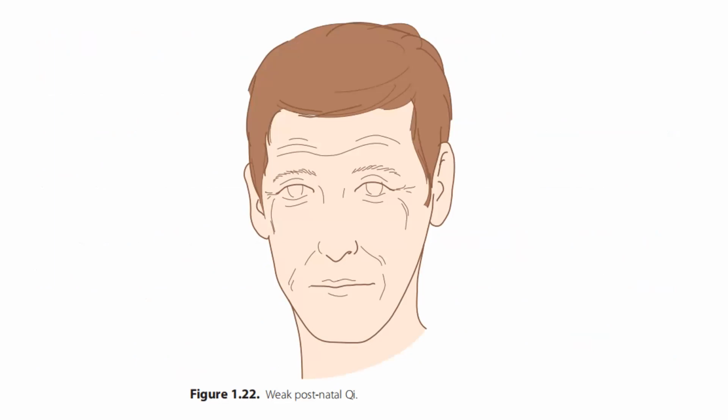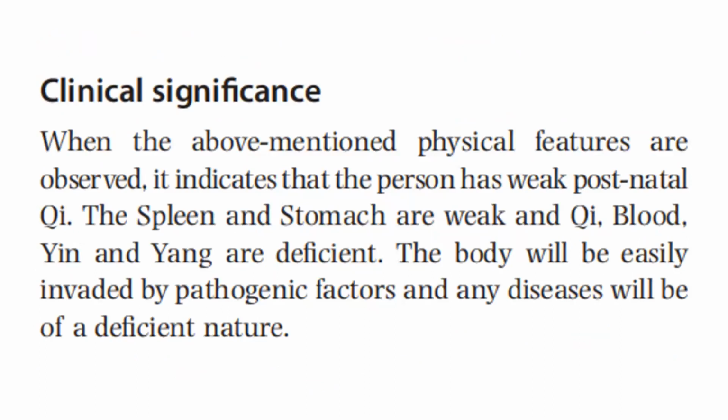The clinical significance: when the above mentioned physical features are observed, it indicates that the person has a weak postnatal qi, the spleen and stomach are weak, and the qi, blood, yin, and yang are deficient. The body will be easily invaded by pathogenic factors, and any diseases will be a deficient feature.